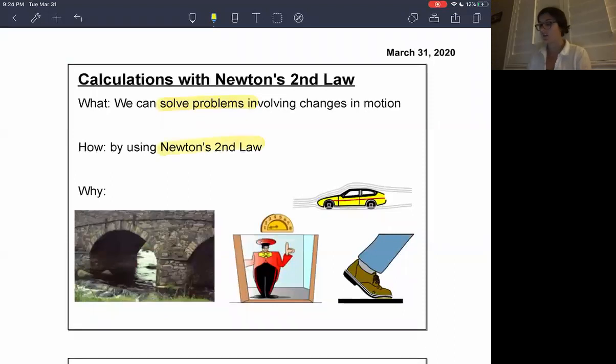Newton's second law is this relationship between three variables: net force, mass, and acceleration. Now, when objects are accelerating, that either means they're speeding up, slowing down, or changing direction. So when there is acceleration, that means there is a change in motion occurring. There's all kinds of situations that involve changes in motion.